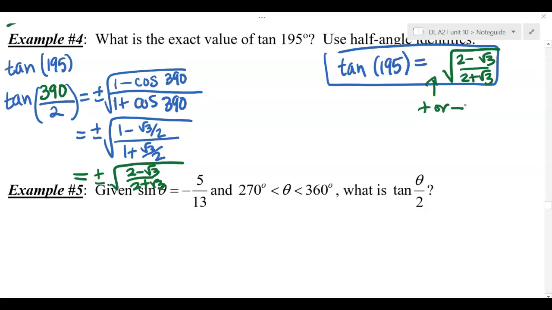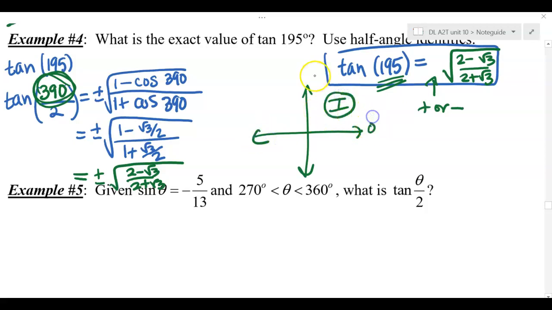So remember, what are you calculating? You're not really calculating stuff about 390, even though you were using 390. Really, your answer and your calculation is about an angle that measures 195. Think about where 195 is in terms of the quadrants on the circle. So the first quadrant goes from 0 to 90 degrees. The second quadrant goes from 90 to 180. The third quadrant goes from 180 to 270. 195 would fall in that category. So 195 is in quadrant 3.